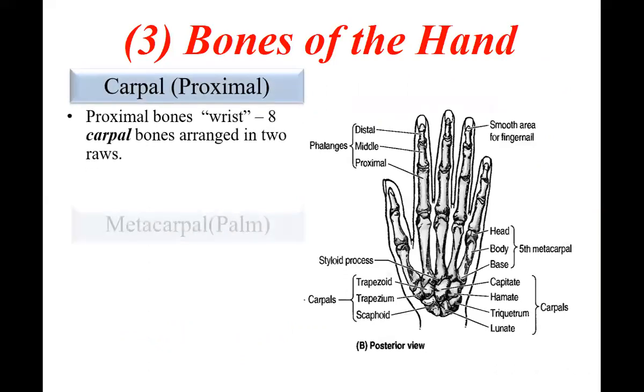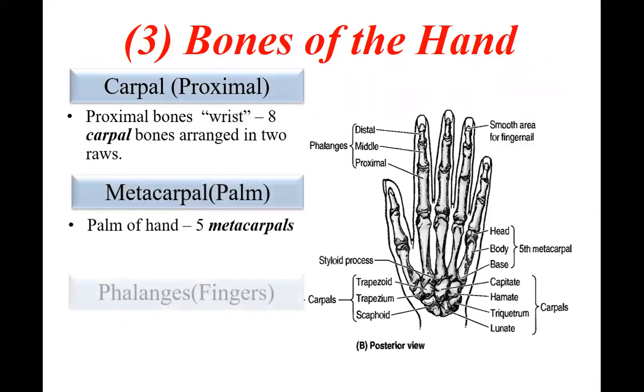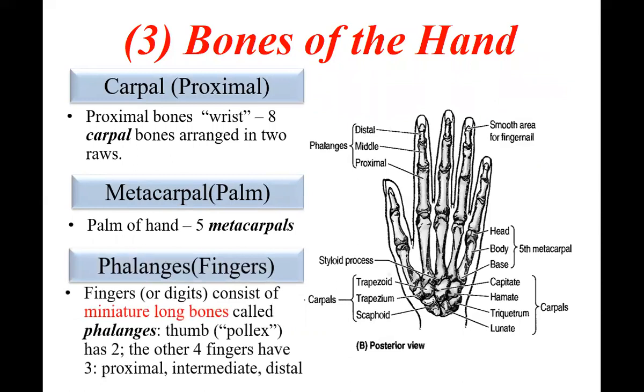Now coming to the bones of the hand. We saw the bones of the arm, that is the humerus, and the bones of the forearm, that is the radius and ulna. Now coming to the bones of the hand. So this part is called the hand. There are carpal bones. These are the carpal bones.